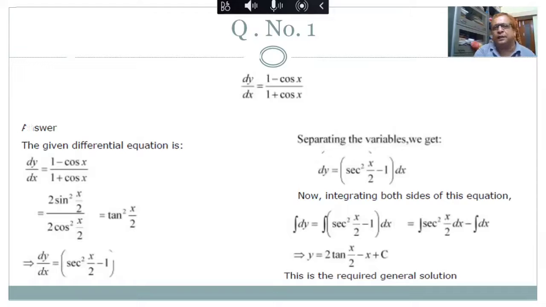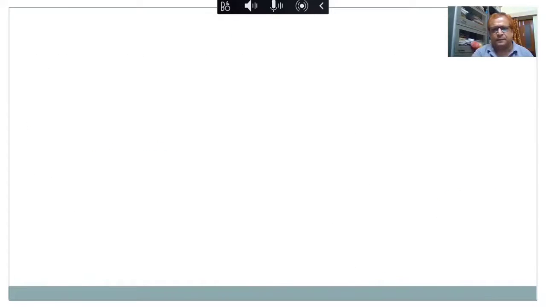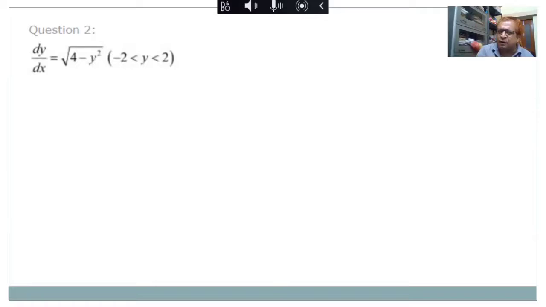Now let us come to the next question, and the next question is dy upon dx is equal to square root of 4 minus y square. Here y is limited: it will not be greater than 2, and minus 2 and 2 will not be included in this list. This is a condition, but we do not have to consider that because we are getting only the general solution.